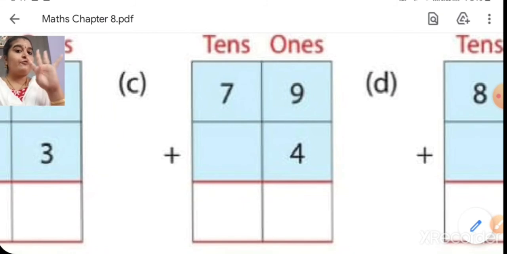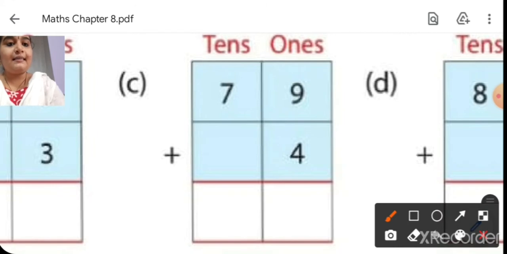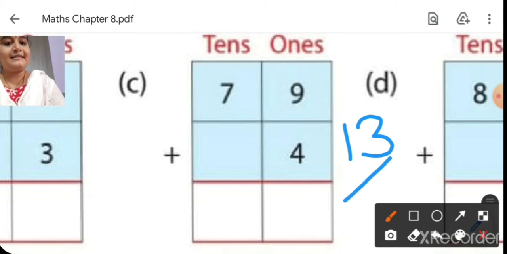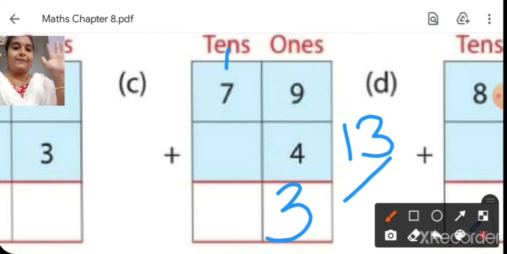79 plus 4. Okay. 9 in the mind, 4 in the finger. After 9, 10, 11, 12, 13. What is the answer? 13. Okay. So we will write the ones place 3 here and tens place 1 up. Okay, we are carrying it forward.